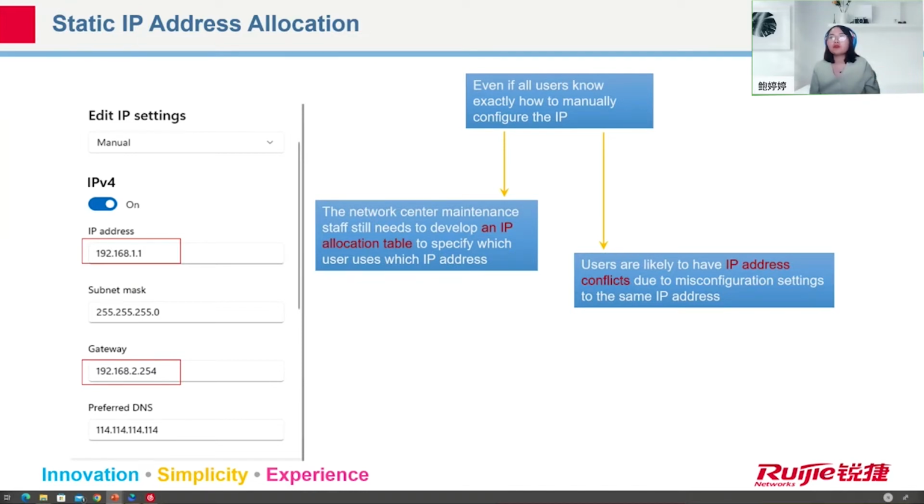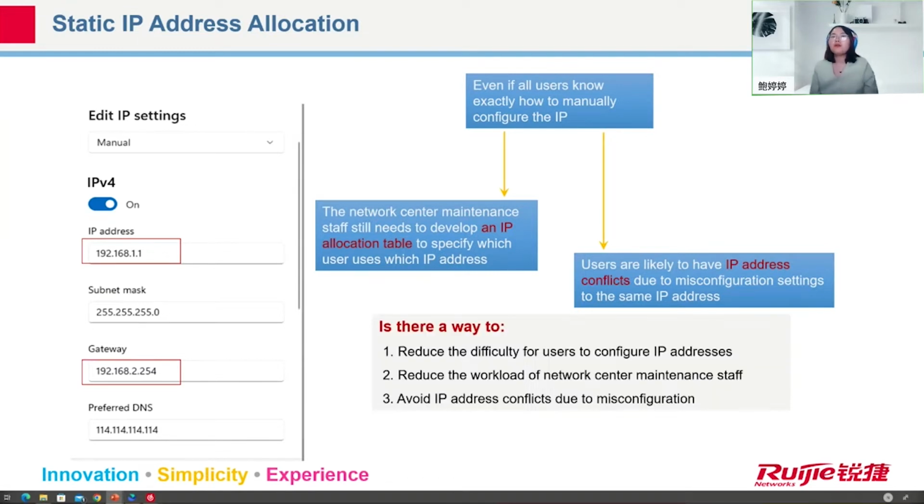But when you do the configuration, maybe you add the wrong number, but you don't know it. Give the IP address of 10.1. So there maybe is a conflict in your network. So we hope is there a way to reduce the difficulty for users to configure IP addresses, right?